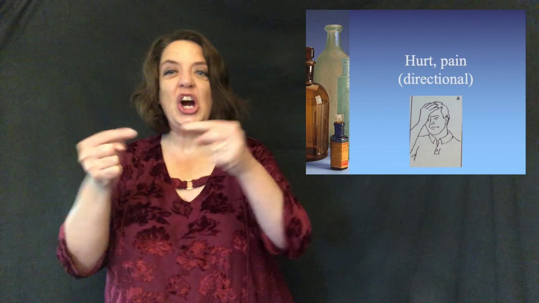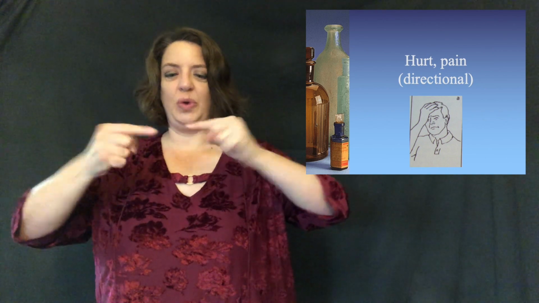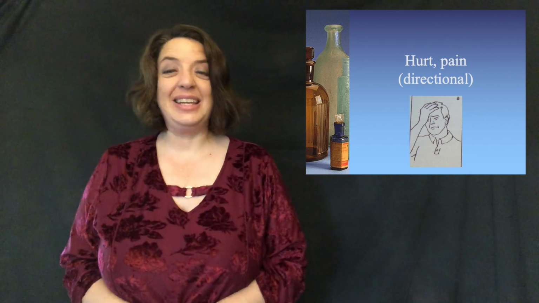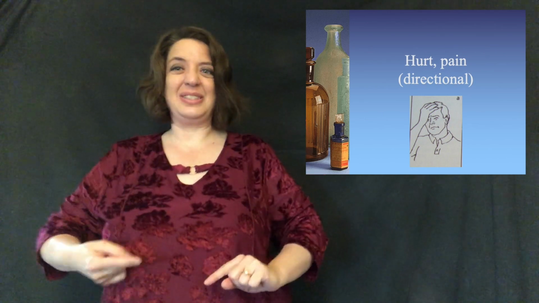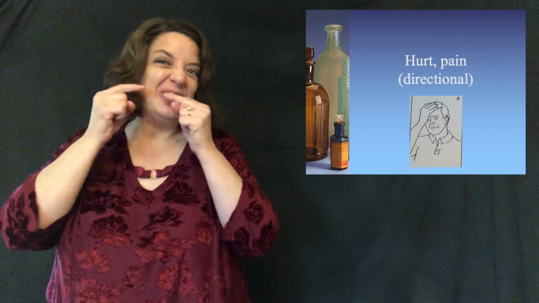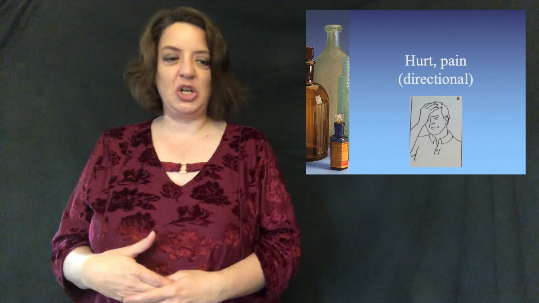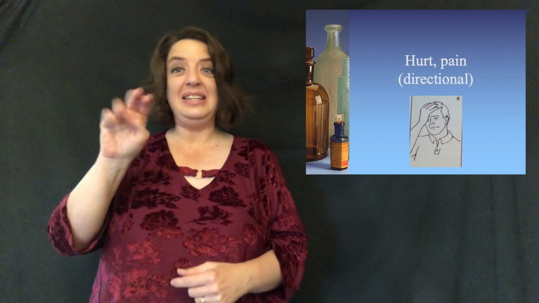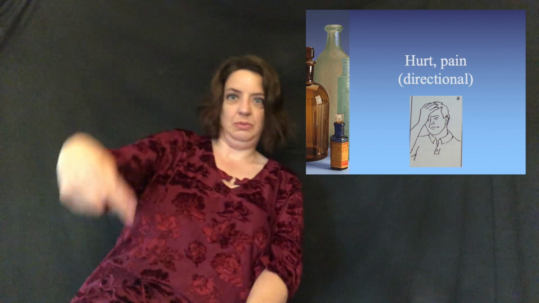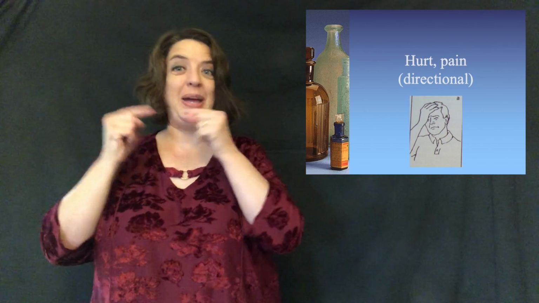Then we have the sign hurt. It's one hand sideways and they twist. Now that sign can be directional. For instance, if you have a headache, my head hurts, my stomach hurts, I have a toothache, you can put that sign where you need it to talk about what's hurting. Now, if your knee hurts, you probably just have to sign knee and then hurt because you can't reach where your knee is, stuff like that. So if it's in your sign space, you can use that sign directionally.